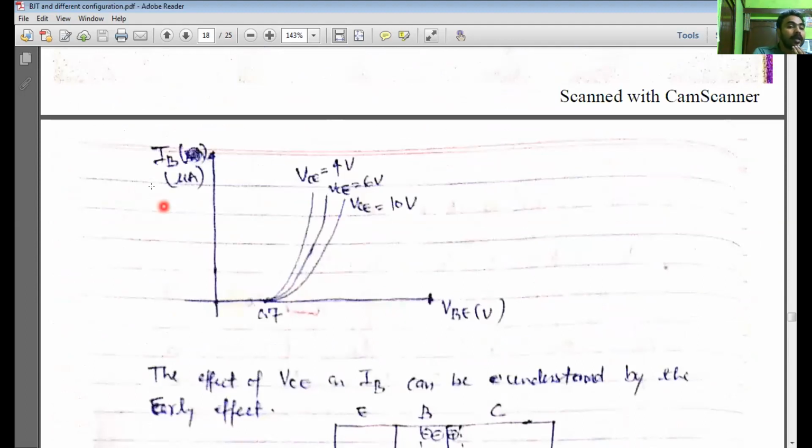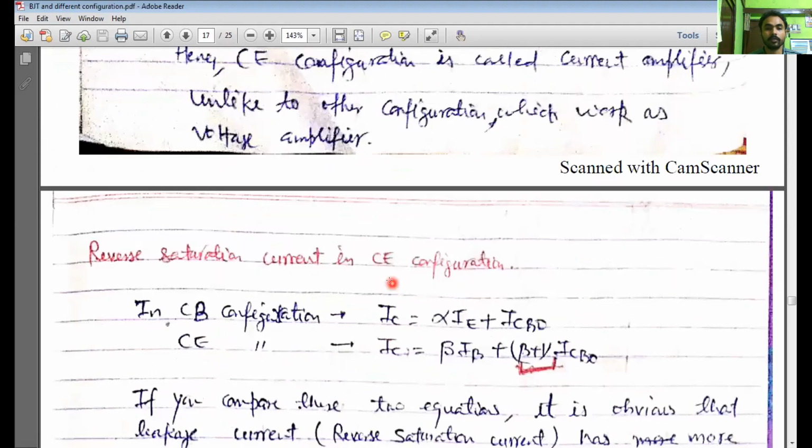Now see that I told you that for the input characteristic curve, I have to draw a graph between the IB and the VBE. So IB is the base current and the VBE is the base emitter voltage. I told you just before this topic that reverse saturation current was in the micron order, and your output current is in the order of milliampere.